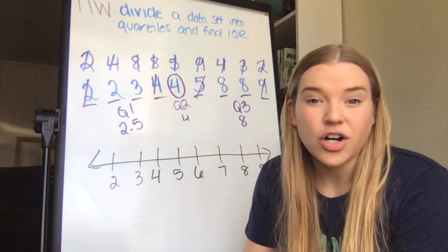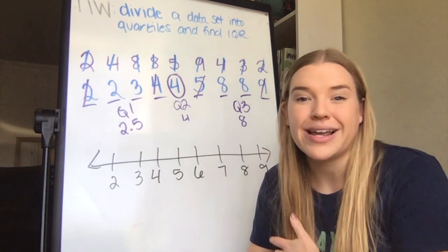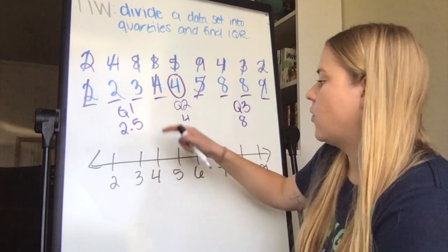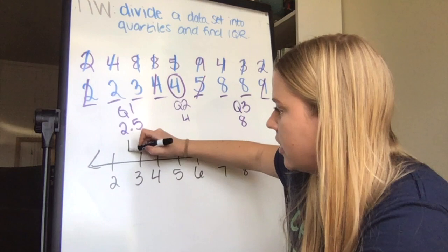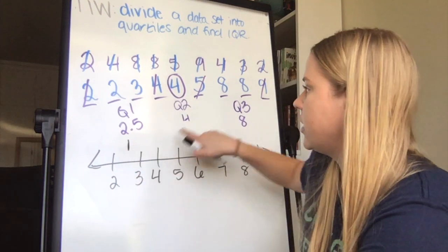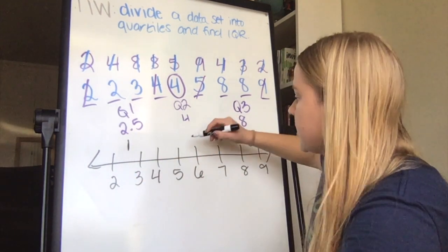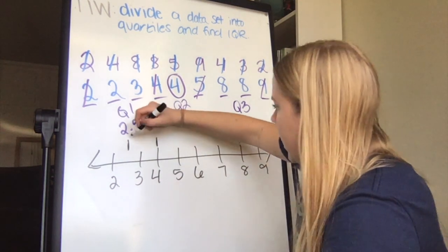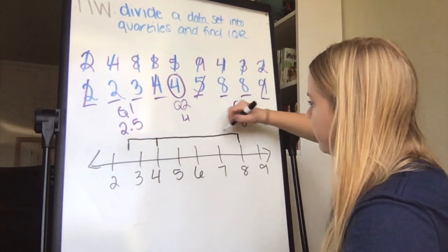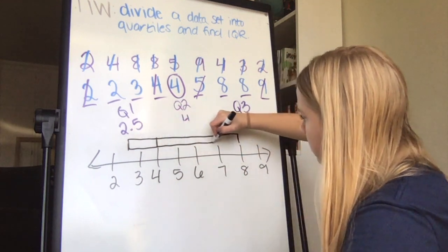My quartiles are going to be what creates my box. So quartile 1 is 2.5. 2.5 is between 2 and 3. We just found that, right? So I'm going to create my first line above 2 and 3. Quartile 2, or my median, is 4. And quartile 3 is 8. I am turning these into a probably very wonky looking box.